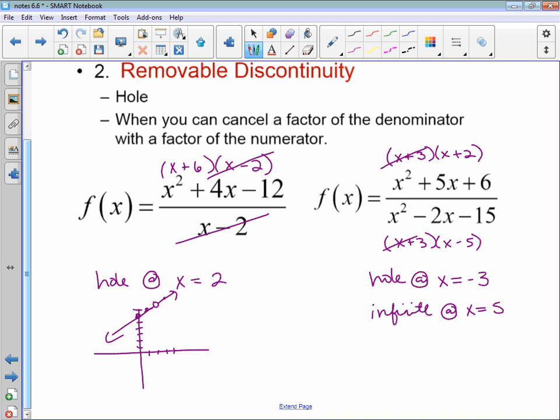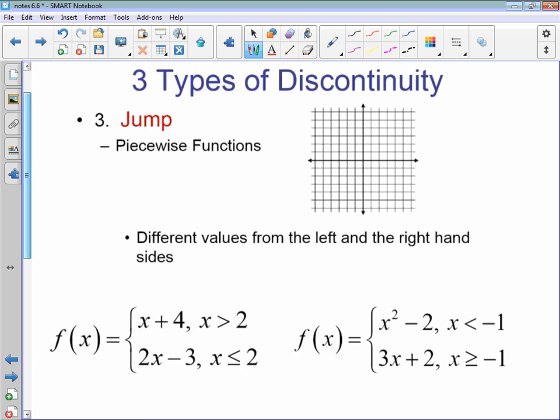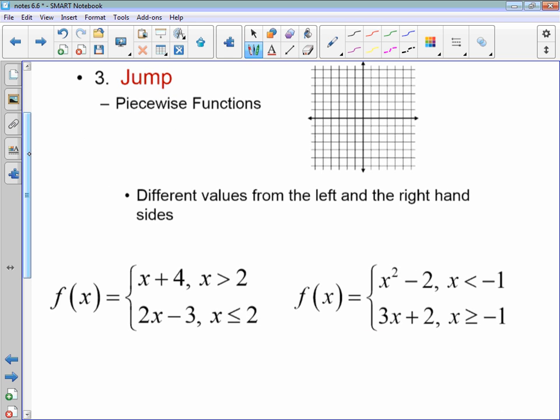All right, one more type, okay? This one is called a jump. And you're usually going to see this in a piecewise function. You guys remember piecewise?